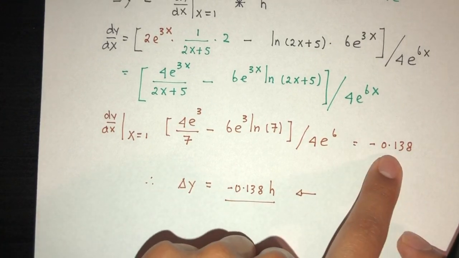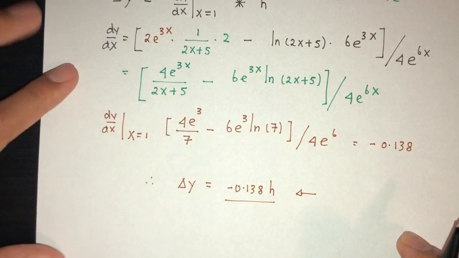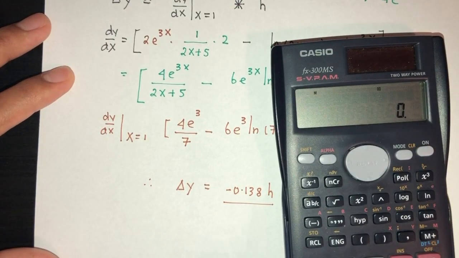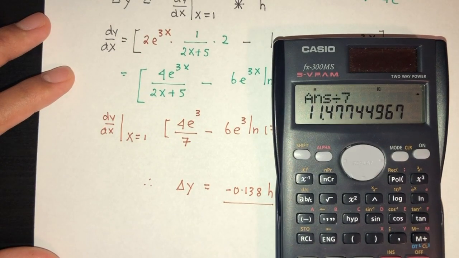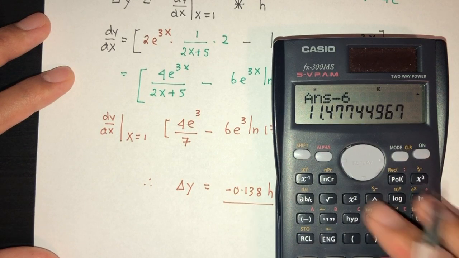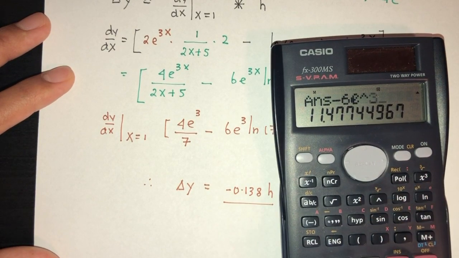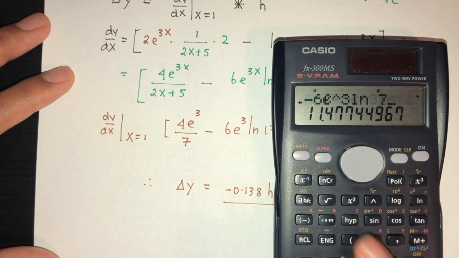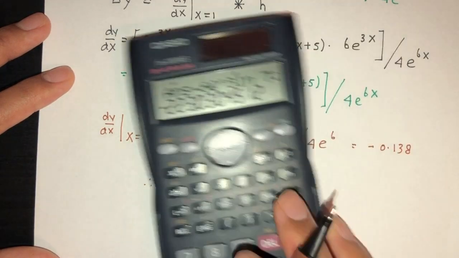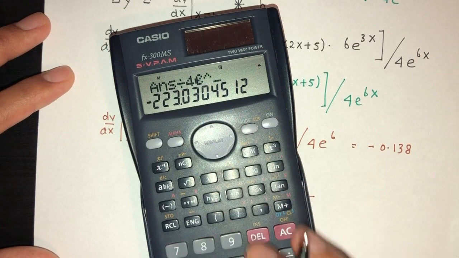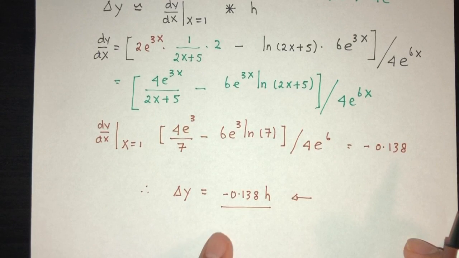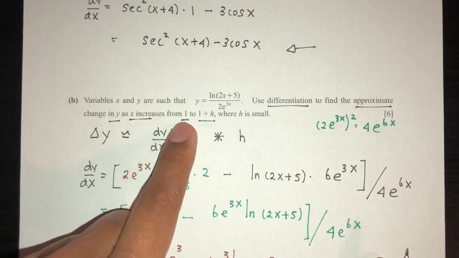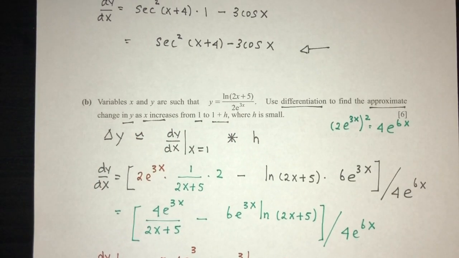So let's double check if that is correct, because sometimes you can make mistakes using those values. So 4 times exponential power 3 divided by 7 minus 6 exponential power 3 times ln 7. This value divided by 4 exponential power 6. Okay, that seems to be okay. So this will be your answer for the approximate change in y when x increases from this to this. Okay, that will be question number 8.